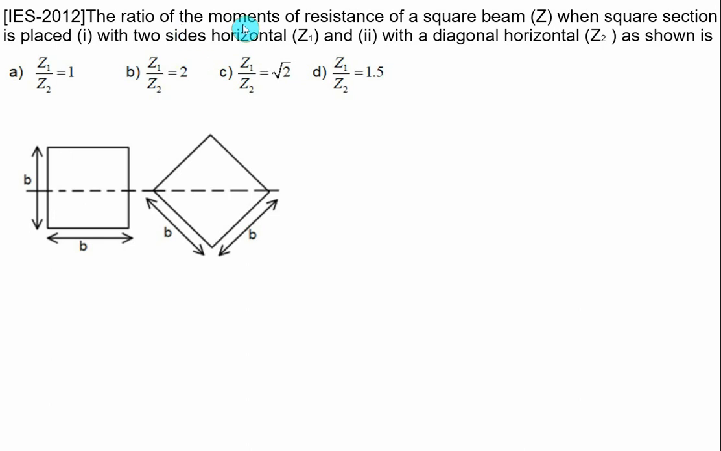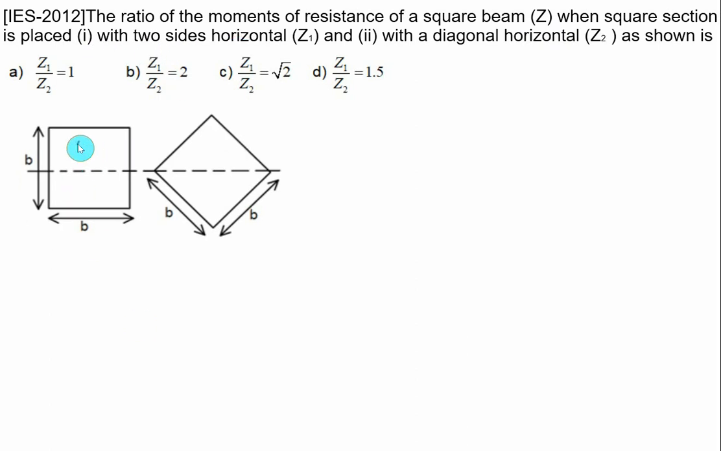The ratio of the moment of resistance of a square section beam Z1, when a square section is placed with the two sides horizontal, so this is a square whose sides are horizontal, and the second one with a diagonal horizontal, Z2. This is the second figure in which the diagonals are horizontal. We want to find out here what is the value of Z1 by Z2. Z1 and Z2 here are the section modulus.